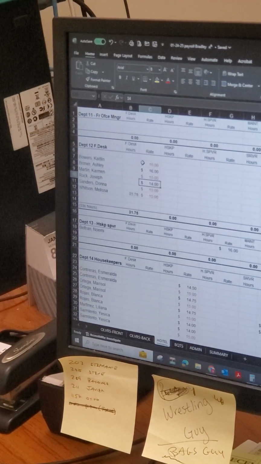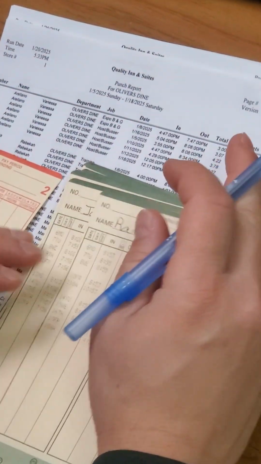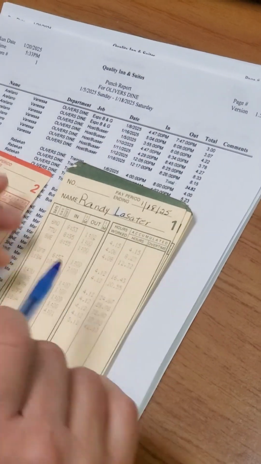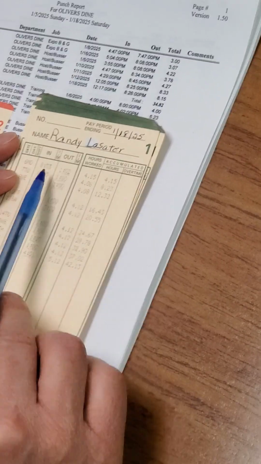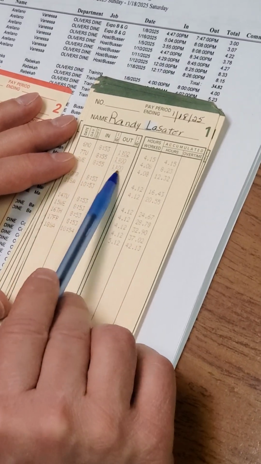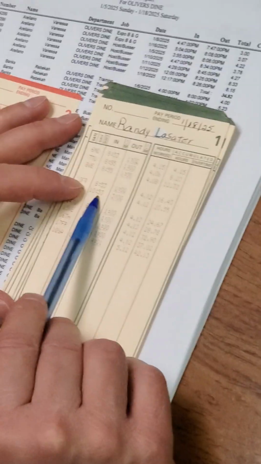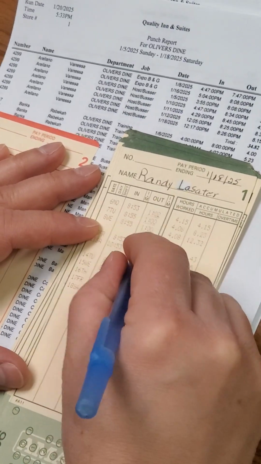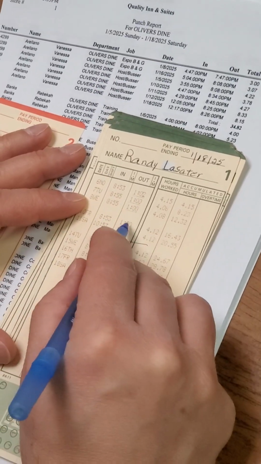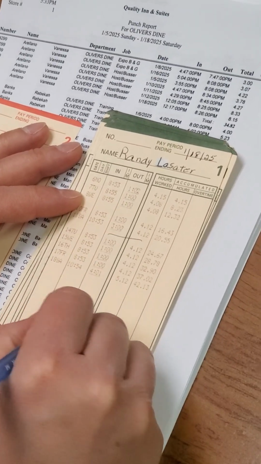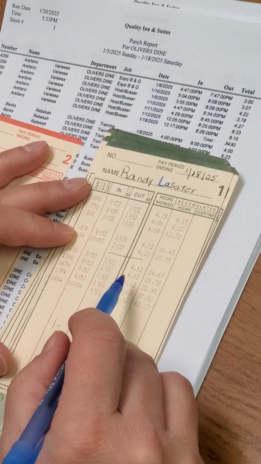All right, next one, Randy Lassiter. I don't know why these time cards are all out of order, but they are. He gets 4 hours a day, except on Saturday sometimes there's more. 9 to 1, 9 to 1, 9 to 1, 9 to 1, 11 to 3. So 1, 2, 3, 4, 5. First week, Sunday through Saturday, 20 hours.